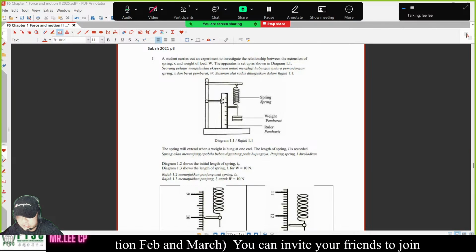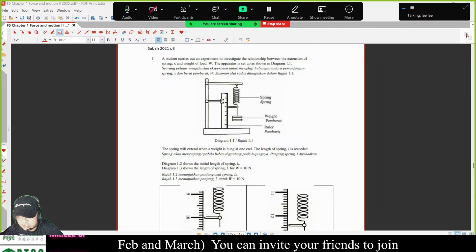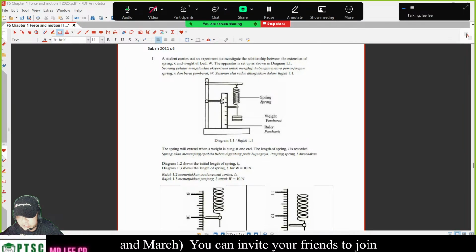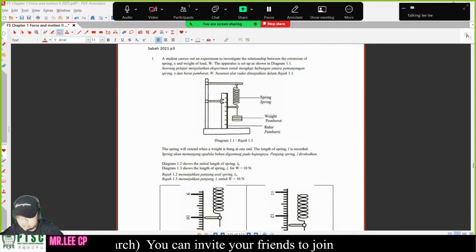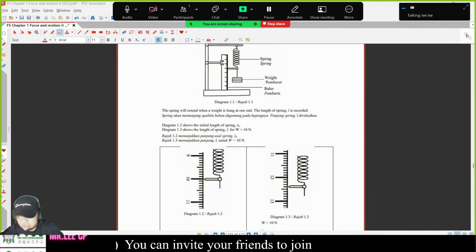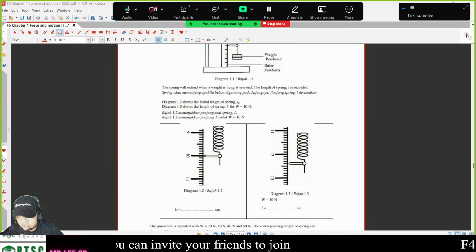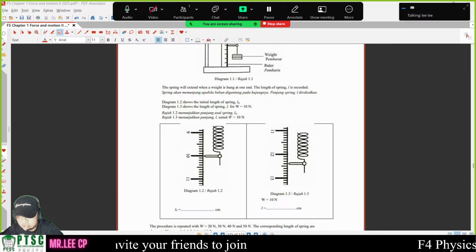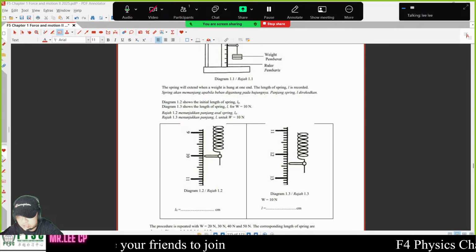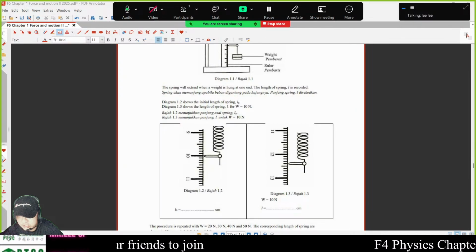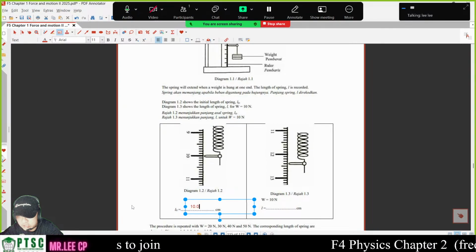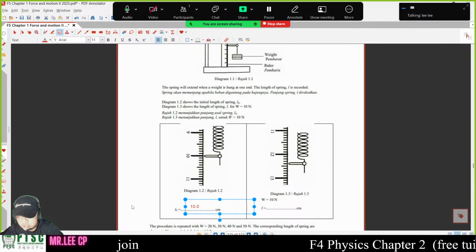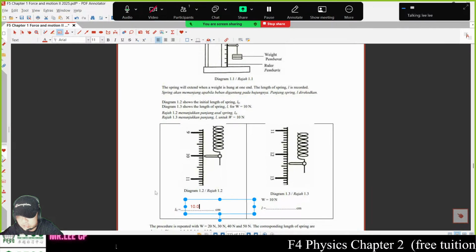A student carried out an experiment to investigate the relationship between extension of string X and weight of the lot W. The apparatus is set up in 1.1. Now before you hang anything, diagram 1.2 shows L naught, the initial length of the spring. So it is 10.0. Remember, you must have one decimal, I told you before. Why? Because a ruler you can read one decimal.